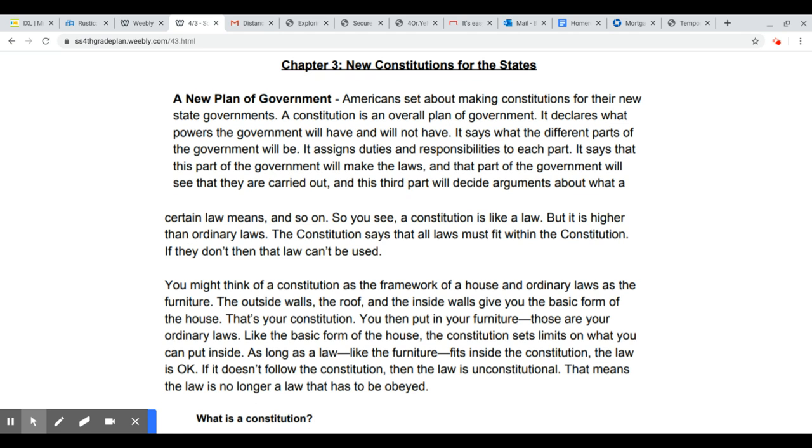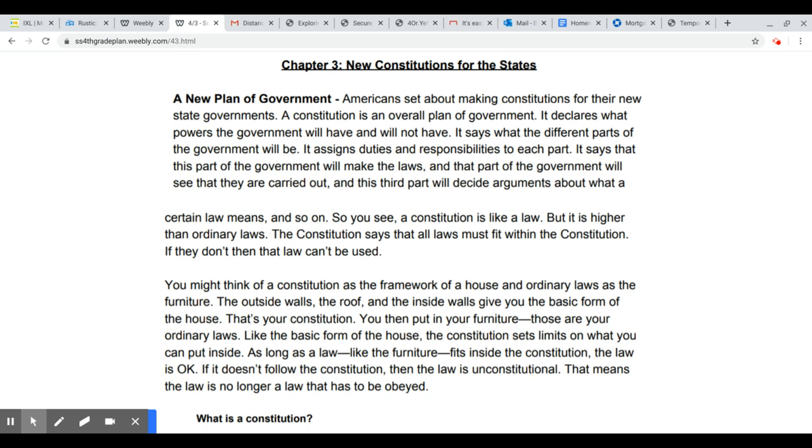A new plan of government. Americans set about making constitutions for their new state governments. A constitution is an overall plan of government. It declares what powers the government will have and will not have. It says what the different parts of the government will be. It assigns duties and responsibilities to each part.